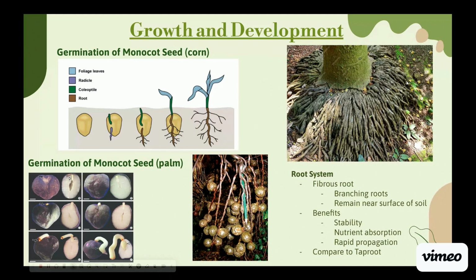Another notable feature of the barbel palm is its fibrous root system. This includes its branching roots that remain near the surface of the soil, which allows for greater stability and nutrient absorption because there are increased nutrients near the top of the soil where most of the roots are. This is in contrast with the taproot system that is characteristic of most dicots, which really consists of one main downward growing root.